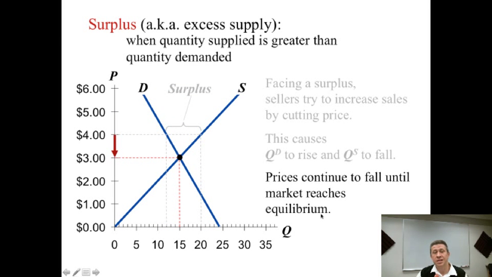So the prices would continue to fall until you hit the equilibrium, where the quantity that's demanded exactly equals the quantity that's supplied. So the price would continue to fall until you hit this exact point.